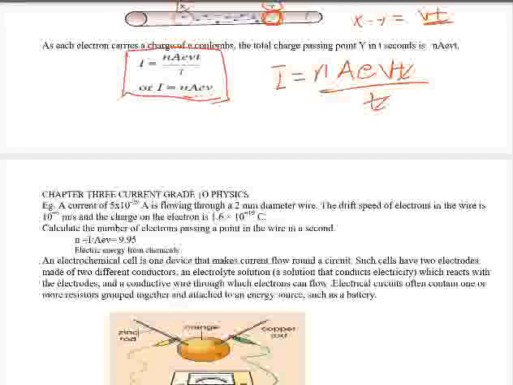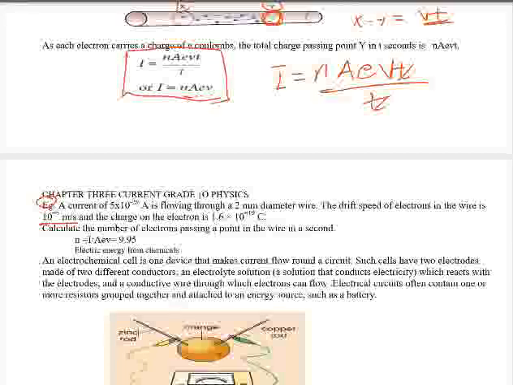A current of 5 times 10 to the power of minus 27 ampere is flowing through a 2 millimeter diameter wire. The drift speed of the electron in the wire is 10 to the power of minus 5. This one is the example. And the charge on an electron is this much.